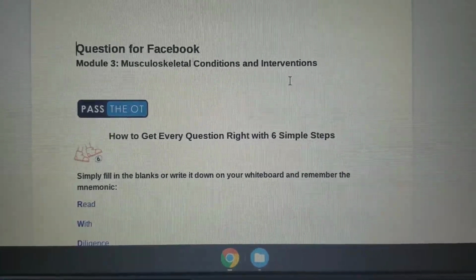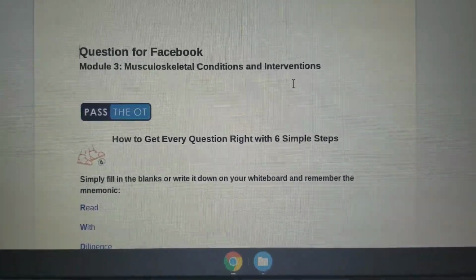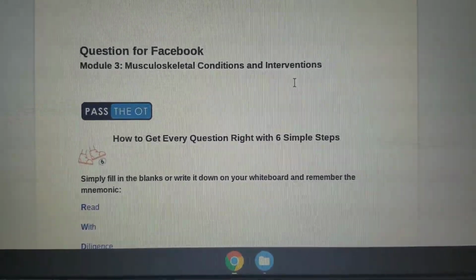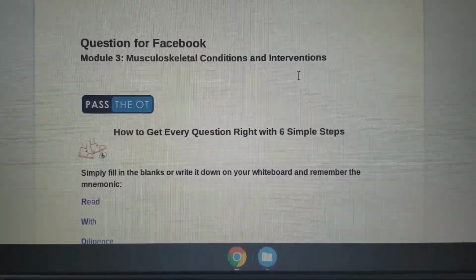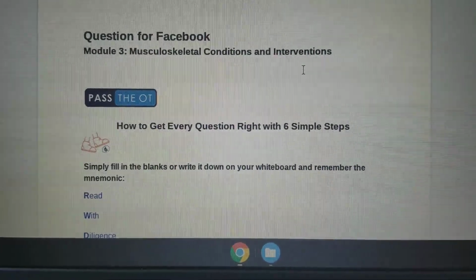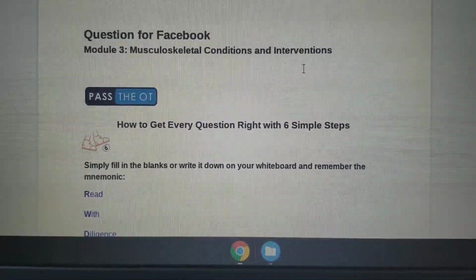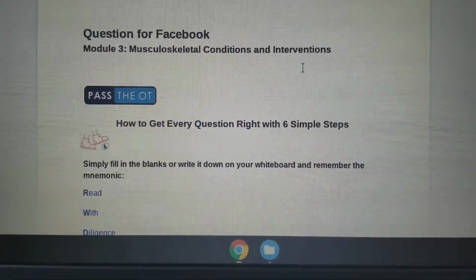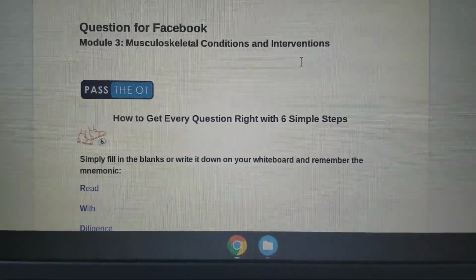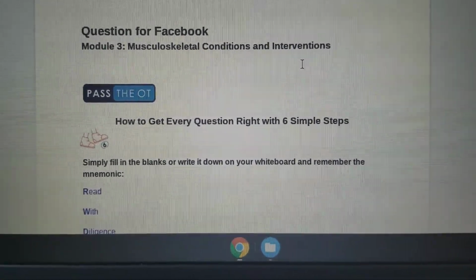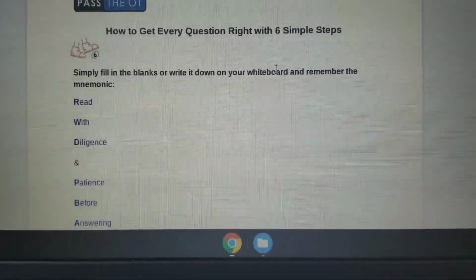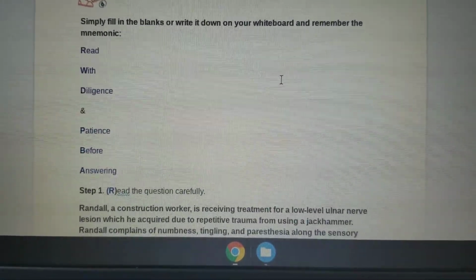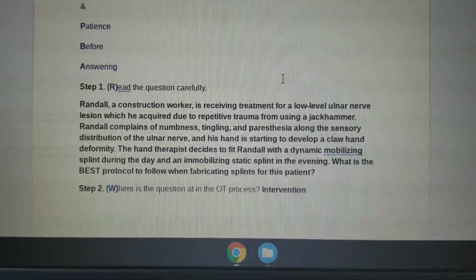And a lot of students think that the correct answer is C, and I'm going to tell you why it is incorrect. Some students find that musculoskeletal conditions and interventions are really difficult. So we're going to try to break it down, simplify it, and make it easier for you to understand. When you come across a question that is lengthy or has a lot of parts, think of these 6 simple steps. Read with diligence and patience before answering. So we always want to read the question carefully.